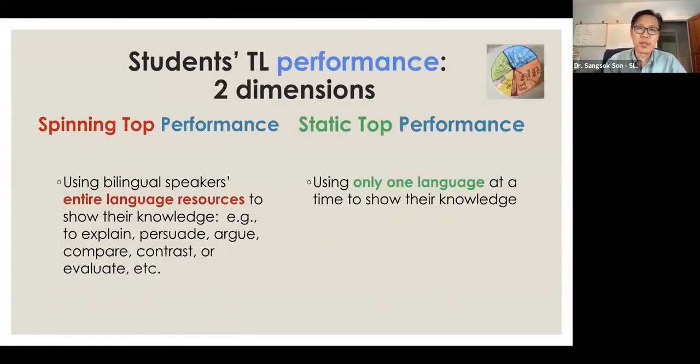And then translanguaging performance has two dimensions. As I said, there is spinning top performance and static type performance. Spinning top performance means using a bilingual speaker's entire language resources to show their knowledge, such as to explain, persuade, argue, compare, contrast, evaluate, etc. Static type performance is using only one language at a time to show the same.